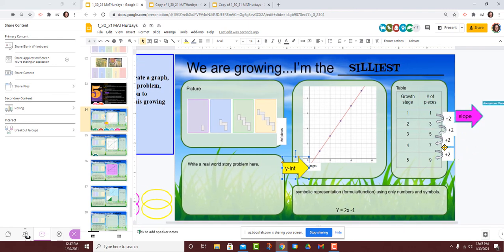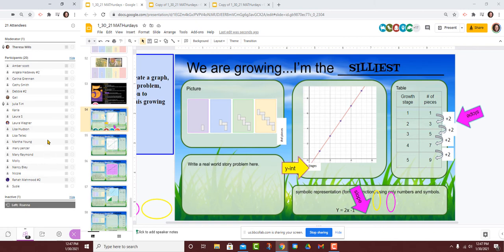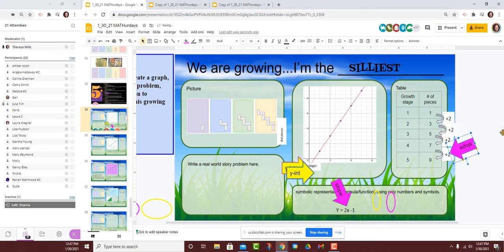Awesome. So I can see somebody has already identified slope over on the right. If that was you, can you tell us why these things are the slope? Feel free to turn on your mic and tell us why you put slope over there. How about, can someone from group 1 tell us what this little +2, +2, +2, +2 means? It was identifying the pattern that we were seeing. Yeah, seeing that pattern.